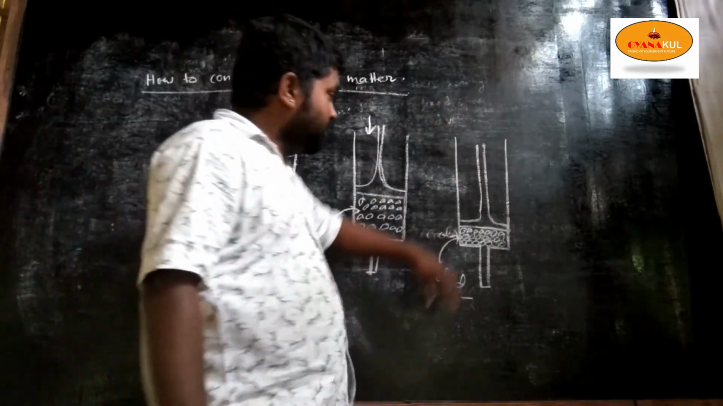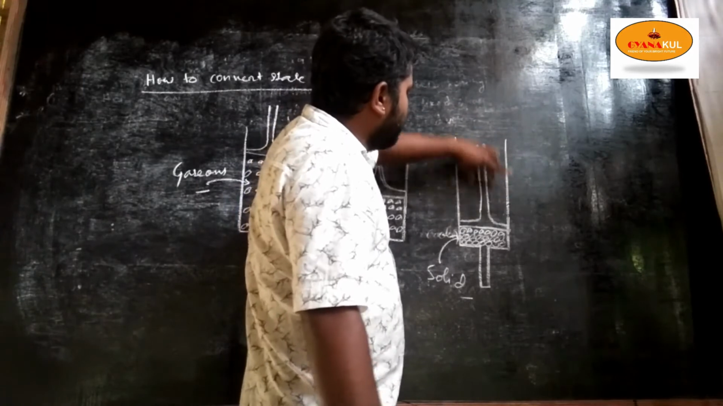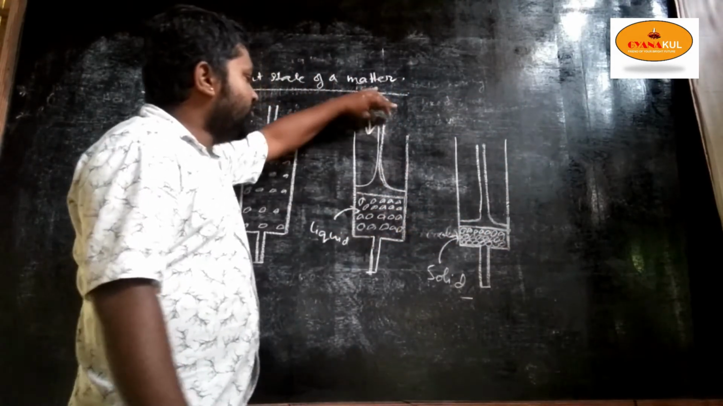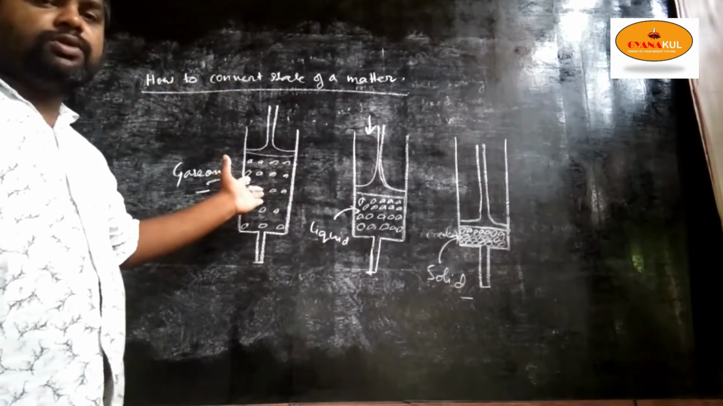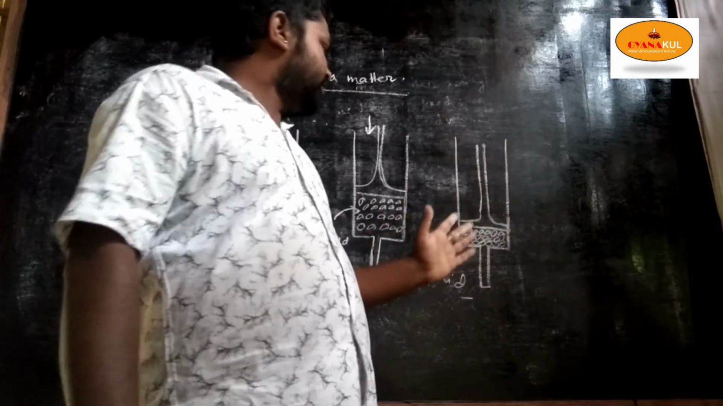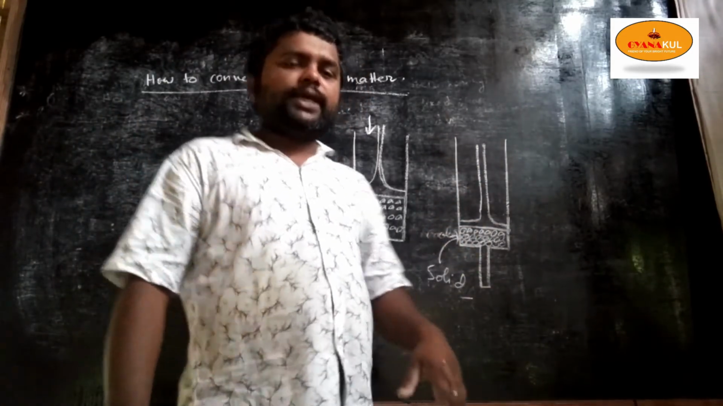Now, if you remove the pressure, then the solid will be converted to liquid. Again, if you remove the pressure, then it will be converted to gas. Clear? So by increasing or decreasing pressure, we can convert the state of a matter.